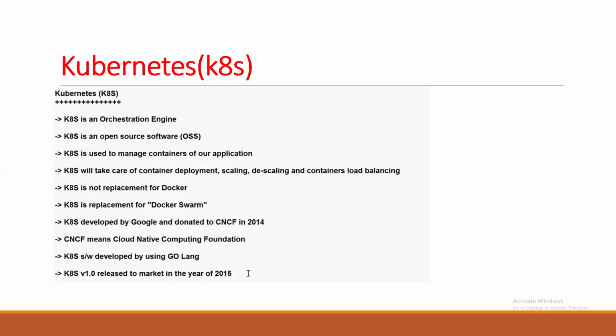Kubernetes is an open source software used to manage containers of our application. Kubernetes will take care of container deployment, scaling and descaling, and container load balancing. Kubernetes is not a replacement of Docker. Kubernetes is a replacement of Docker Swarm.